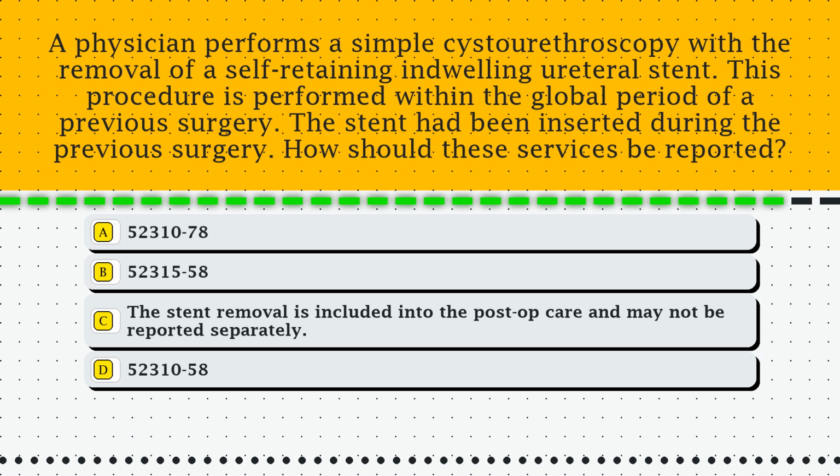Question 81. A physician performs a simple cystourethroscopy with the removal of a self-retaining indwelling ureteral stent. This procedure is performed within the global period of a previous surgery. The stent had been inserted during the previous surgery. How should these services be reported? Option A, 52310-78. Option B, 52315-58. Option C, the stent removal is included in the post-op care and may not be reported separately.